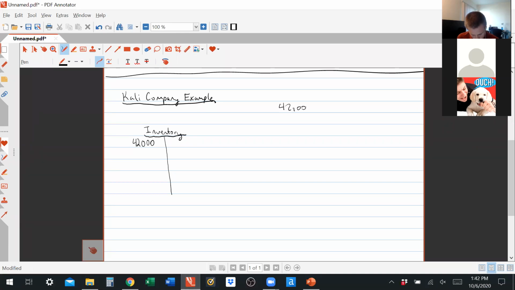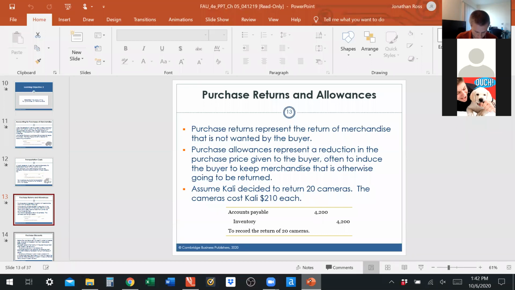Well, they originally bought 200 cameras for $42,000. So each camera must have cost them originally $210. Now they want to return 20 of those 200. What's their journal entry? Well, we no longer have to pay for those 20. Assuming we haven't paid for them yet, we can reduce our accounts payable and we can reduce our inventory.